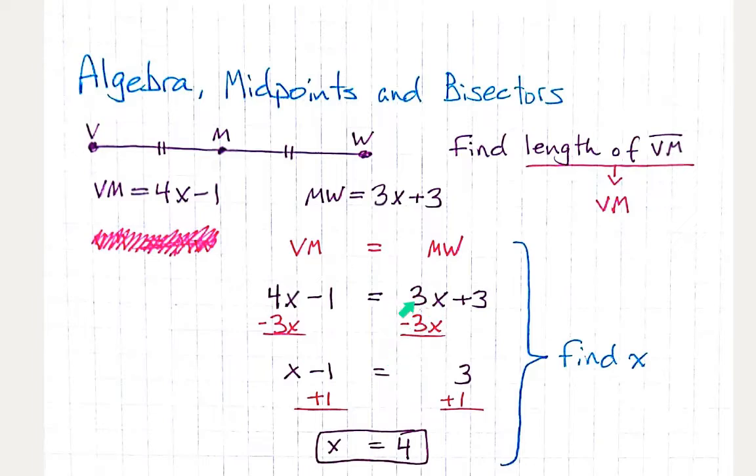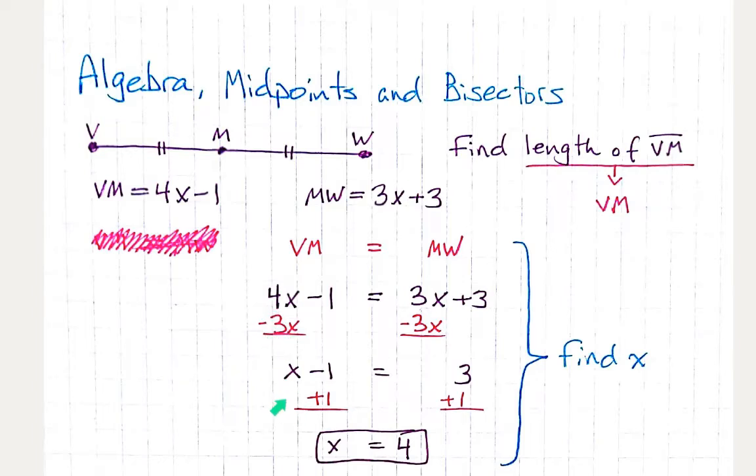Well, I'm going to take 3x from this side. My purpose for doing that is because I want all of my x's on one side of the equation. So I don't want to have any over here because I want them all over here. So take 3x away here. Take 3x away on this side because that's the golden rule of equations. Whatever you do to one side, you have to do to the other.